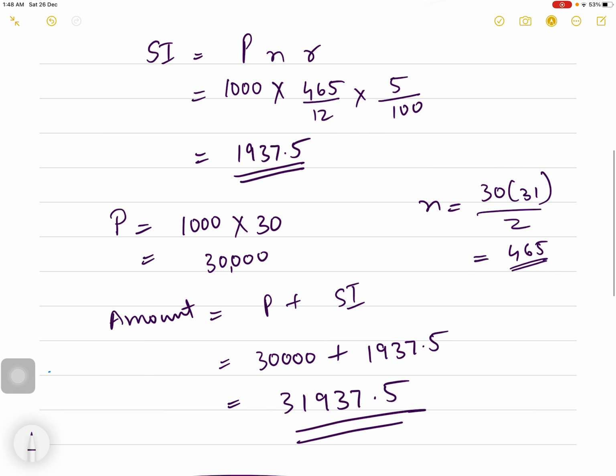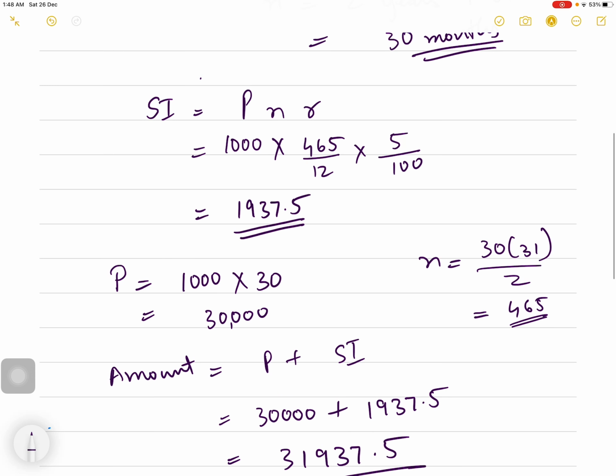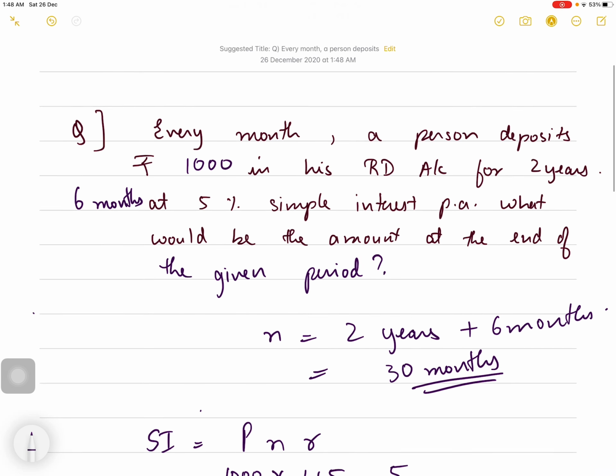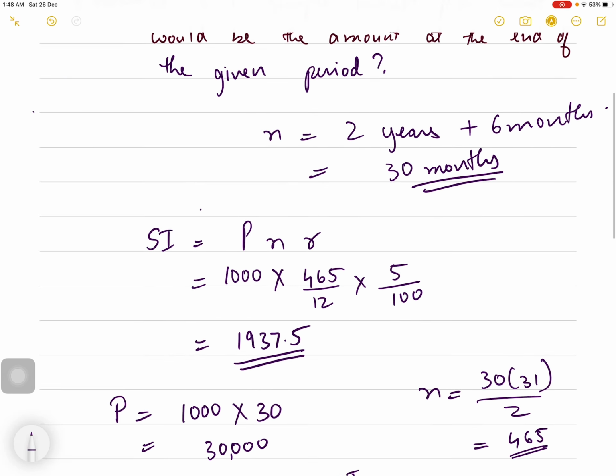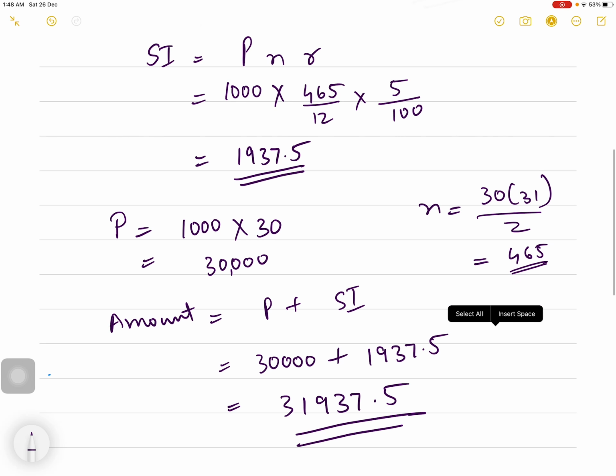So this way you solve this kind of problems. This question was asked in the 2015 paper, and the previous question was asked in the 2019 paper. Now let's start ratio and proportion.